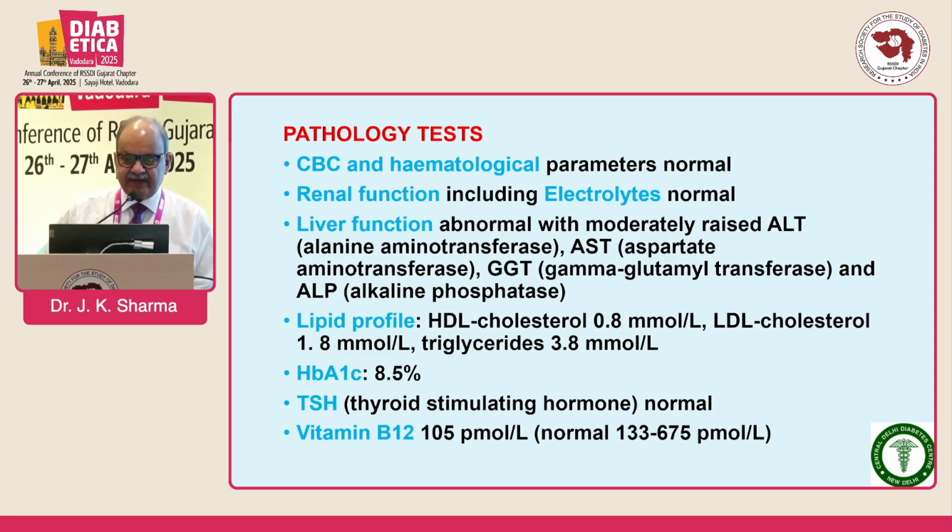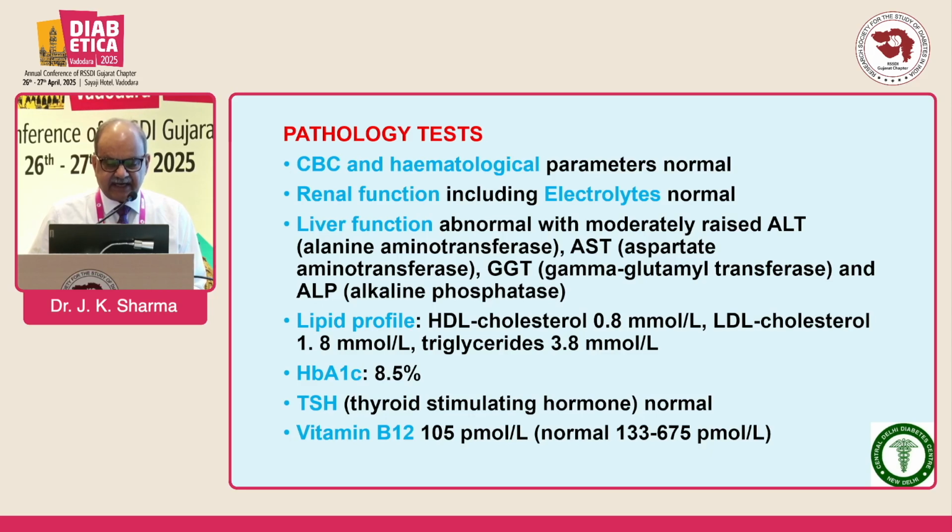CBC and hematological parameters are normal. Renal function, including the electrolytes, are normal. Liver functions abnormal with moderately raised ALT, AST, GGT, and ALP. Lipid profile, HDL 0.8 millimole, LDL 1.8, HbA1c is 8.5. So again, the HbA1c is not under control.